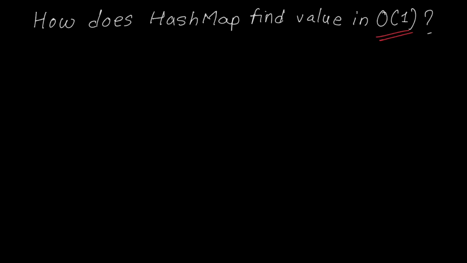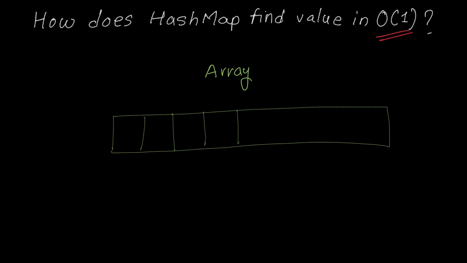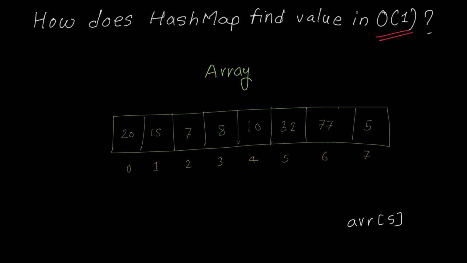To answer that properly, let's first look at two data structures you already know really well: array and linked list. Let's start with array. If I give you an array and ask you, get me the value at index 5, what do you do? You just jump straight to arr[5]. No searching, no scanning. We directly access the value here. And this is what gives us O(1), but only by index.